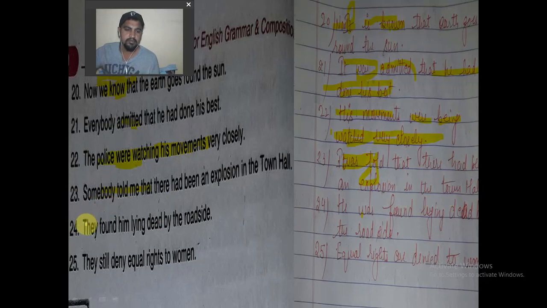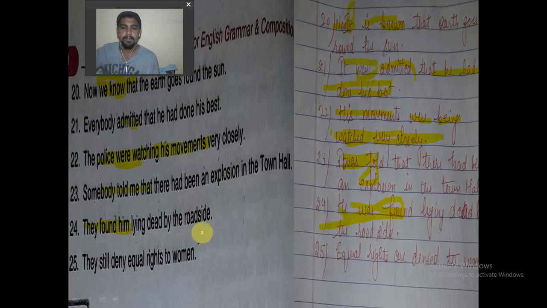Then 24th statement says they found him lying dead by the roadside. Here it is the main thing we have to carry forward, lying dead by the roadside. Now they found whom? Him. Here him is to be changed into he, and it is the object. Found is used, so that is why past indefinite was, with was short form. He was found lying dead by the roadside.